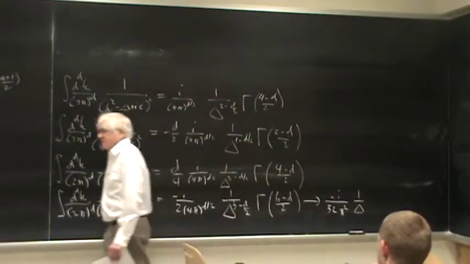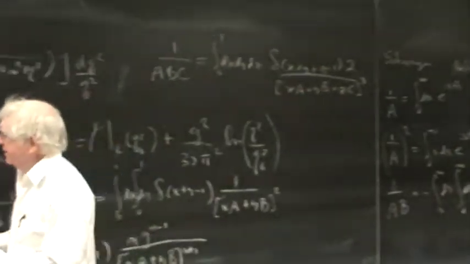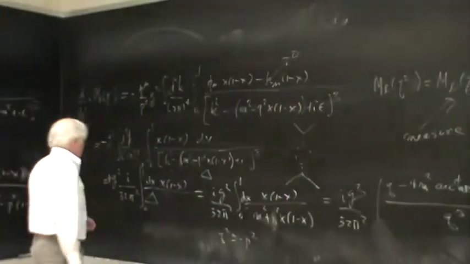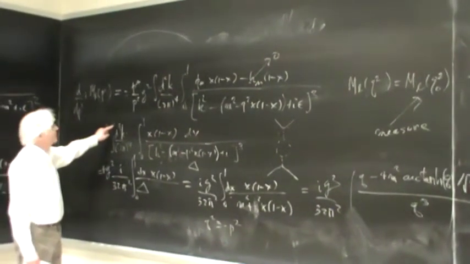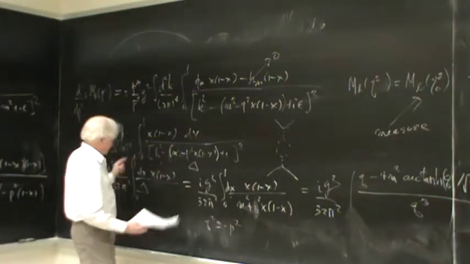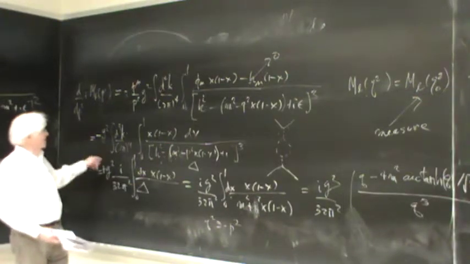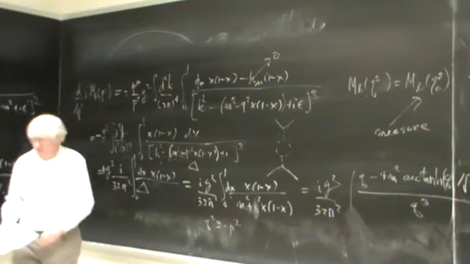And this is the formula that I used back here to do the k integration. In other words, to go from ∫ d⁴k/(2π)⁴ of 1/(k² − Δ)³, I just got i over 32π² times 1 over Δ, and the minus sign cancels that minus sign. So that's where that came from.